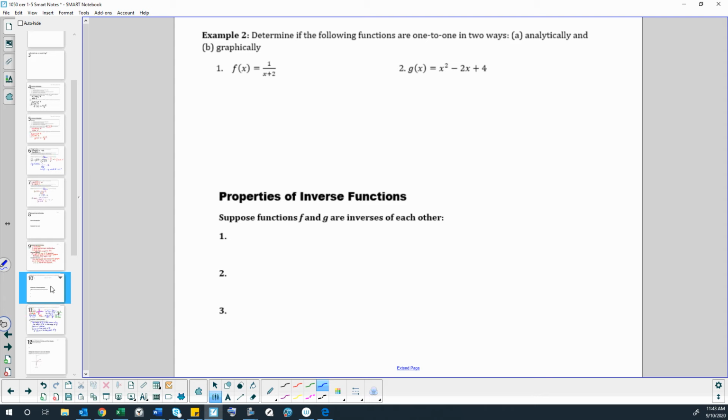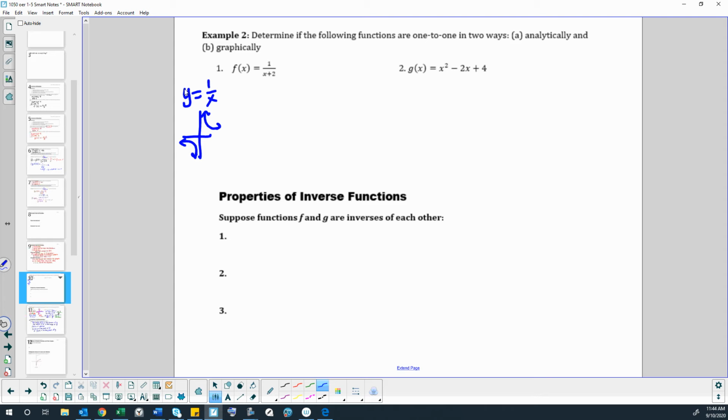Okay, so let's take the function f of x equals 1 over x plus 2. I think we talked about the reciprocal function back in section 1.2. Wasn't that one of our toolkit functions? The reciprocal function. So just a quick reminder of what our reciprocal function looks like. If we have y equals 1 over x, it's got asymptotes at 0, and it is the top right and bottom left, or quadrant 1 and 3.